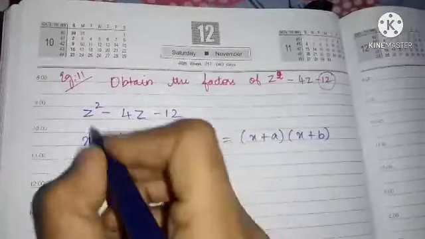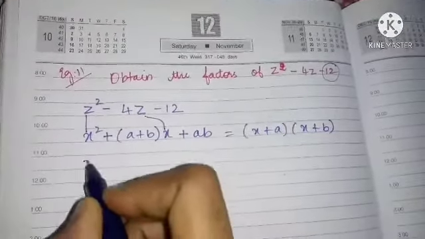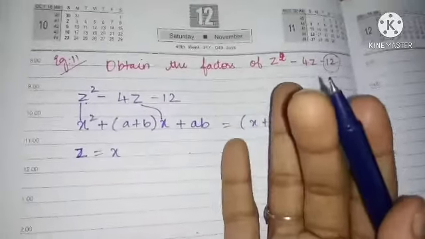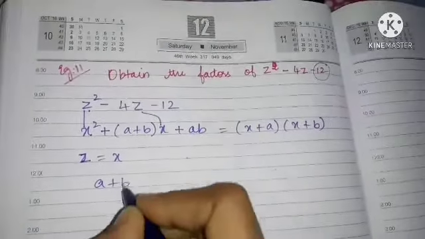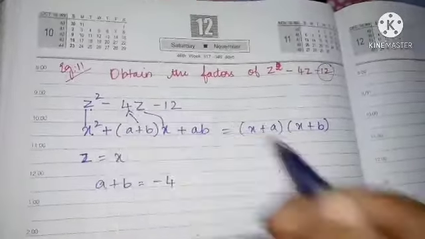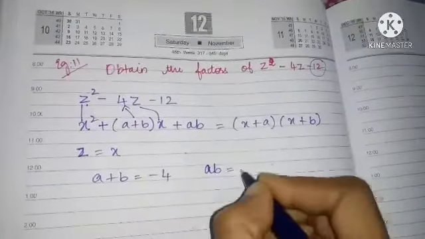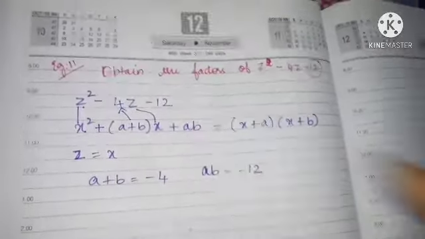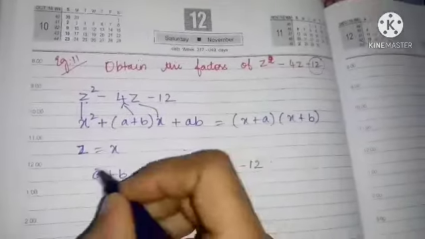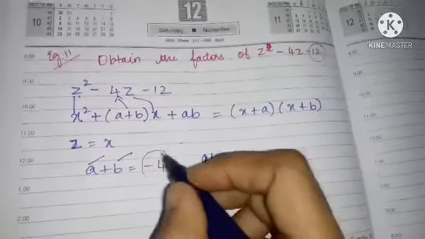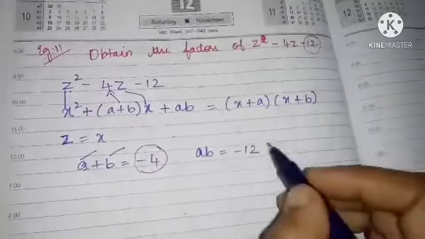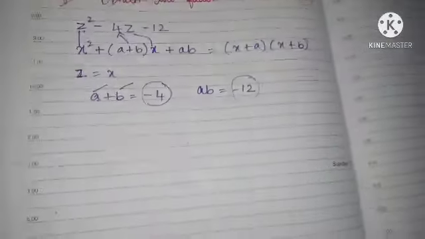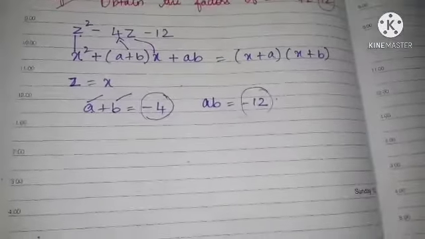Here what is the variable they are using, children? Z. Okay, variable is z. Above, x is nothing but z. So a plus b is nothing but minus 4. ab is nothing but minus 12. A plus b is minus 4, a into b is minus 12. So you should find a and b. If you add a and b, I should get minus 4. When I multiply a and b, I should get minus 12. Likewise you should find a and b.